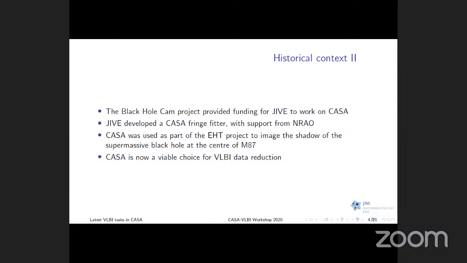JIVE got involved in this because the BlackHoleCam project offered funding for us to work on CASA and make it finally VLBI ready. And of course, as you've probably seen, it was successfully used. Michael Janssen is going to talk, I think, about his work developing a pipeline that was used as part of the EHT project to image the black hole that we all saw in the newspapers around the world. And as a result of that, you can now do VLBI in CASA, which is why we're all here.